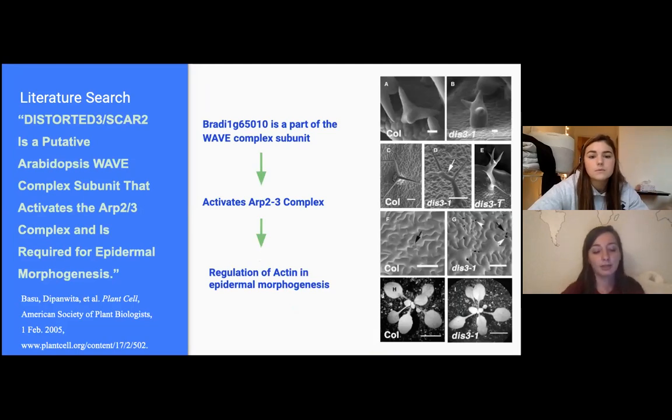So our research informed us that our gene was a part of the Wave complex and had an unknown involvement in actin polymerization. So it activates the ARP2/3 complex, but the regulation aspect of it is still unknown. And on the left, you can see that a mutated version of the DISTORTED3 gene, which is related to the SCAR2 protein, causes trichome distortion. So you can see in images B, D, E, and G, the morphological phenotypes that were differing based on mutated DIS3 proteins.